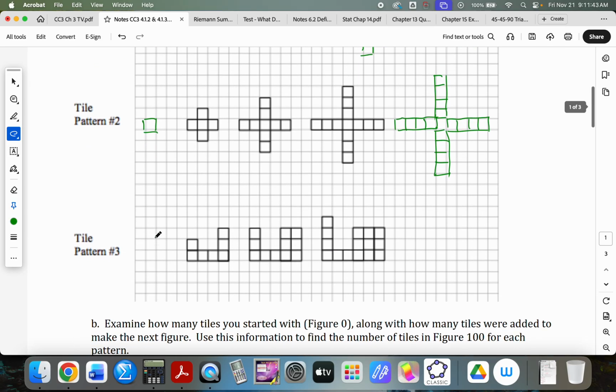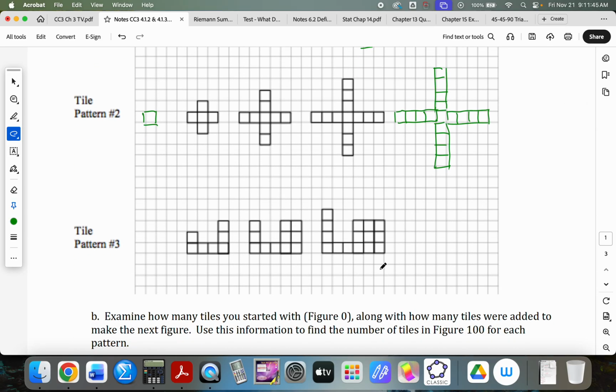All right, let's look at this last one. There are 2 different things that are happening here. Somebody volunteer to tell me one thing that's happening. On the far left, the vertical column is going up 1 each figure. Yeah. So we're adding 1 in this first column each time. So now we've got 4. So the next time we're going to have 5.